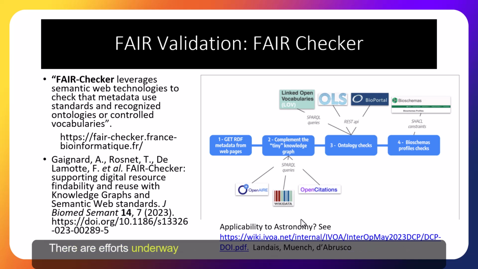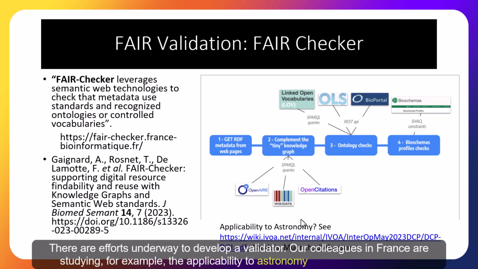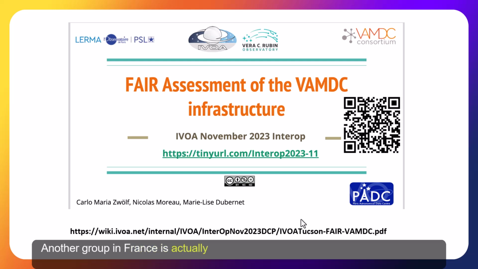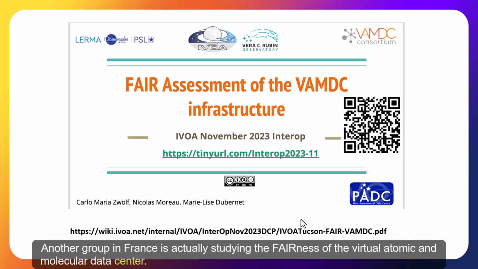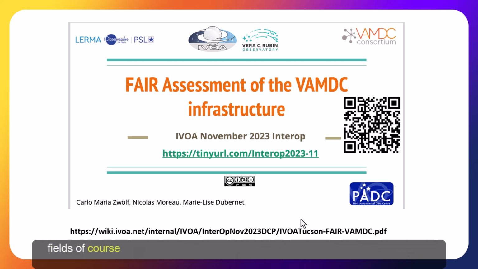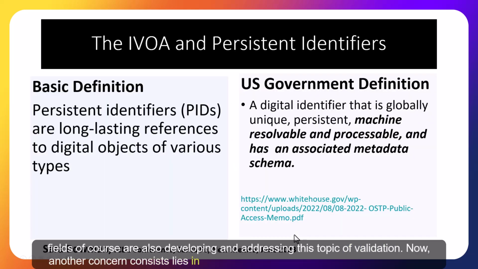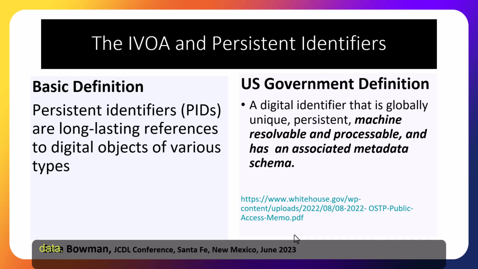There are efforts underway to develop a validator. Our colleagues in France are studying, for example, the applicability to astronomy of a validator originally developed by the French bioinformatics community. Another group in France is actually studying the fairness of the virtual atomic and molecular data center. So this is work in progress right now, and other fields, of course, are also developing and addressing this topic of validation.